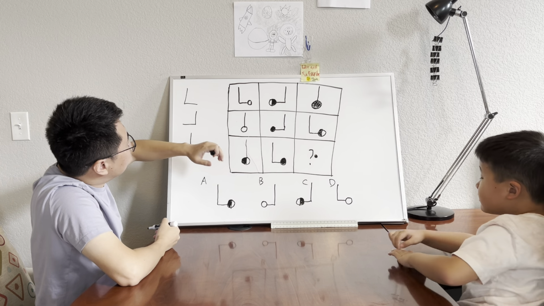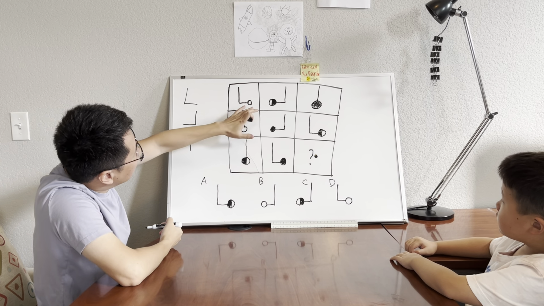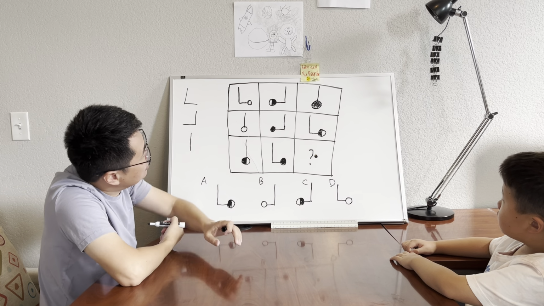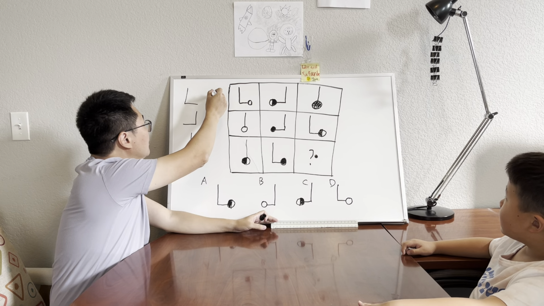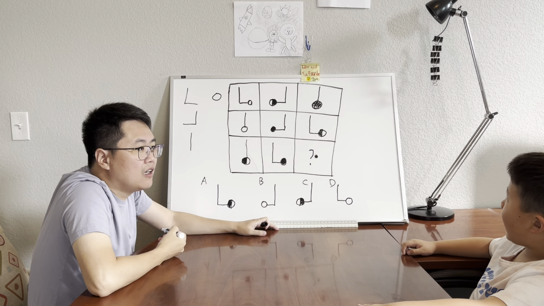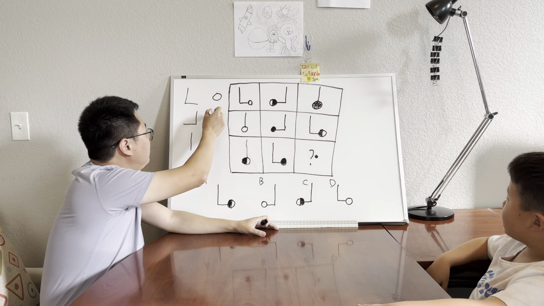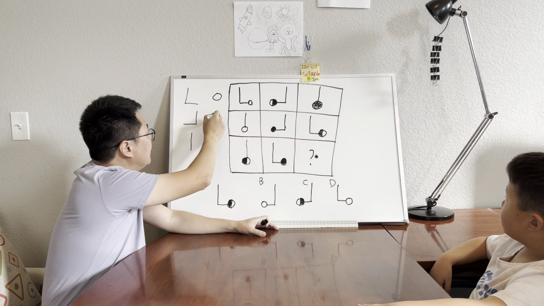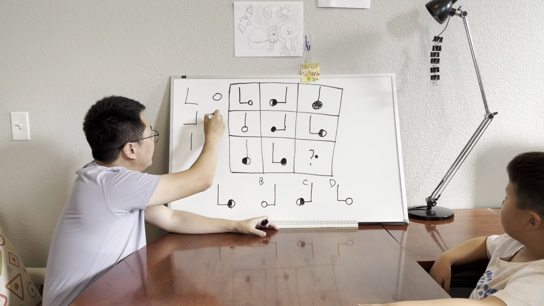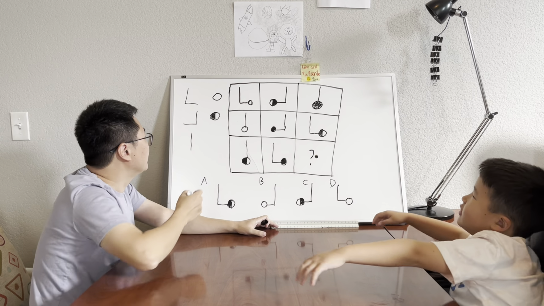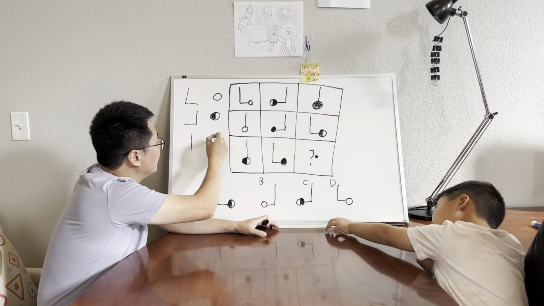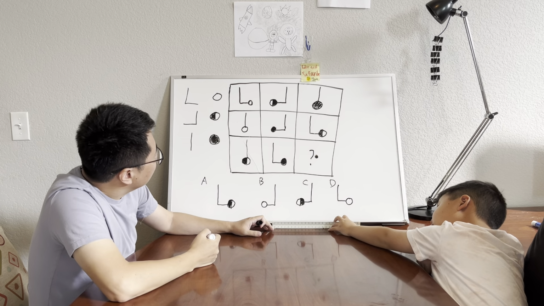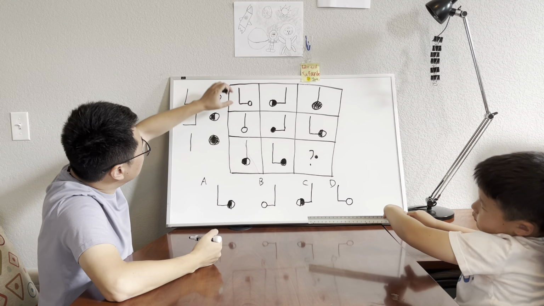And then let's look at the circles. Can you tell me what are the 3 different choices for the circles? Blank. Half blank, half filled. And filled. Yeah, most of them are filled. Okay, so that's for the top row.